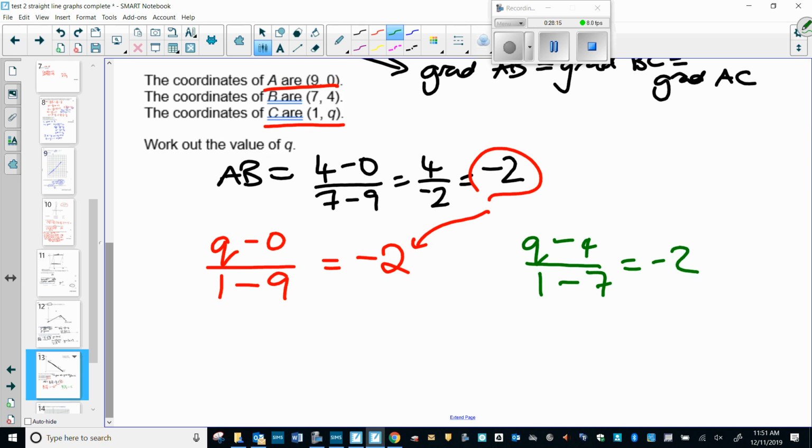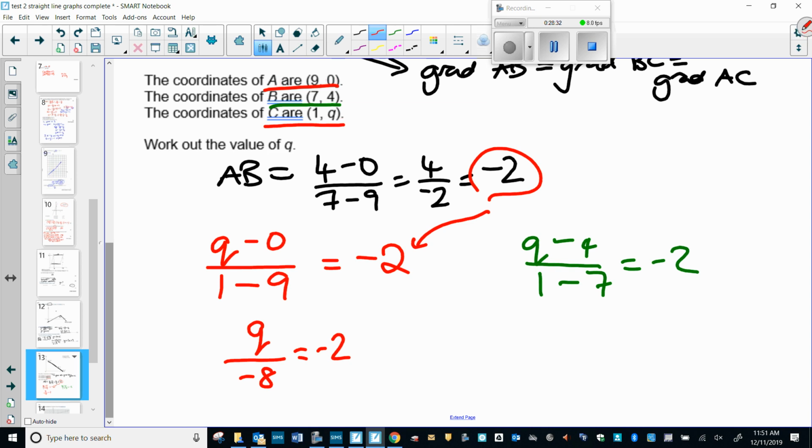Okay? So if you had used point B, you would have had that working on the right hand side. So then we need to rearrange stuff. Well, obviously Q take away nothing is just Q. 1 take away 9 is negative 8.